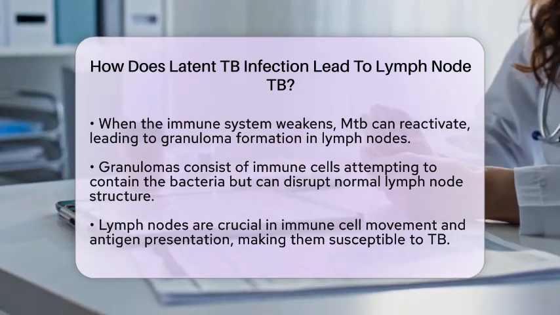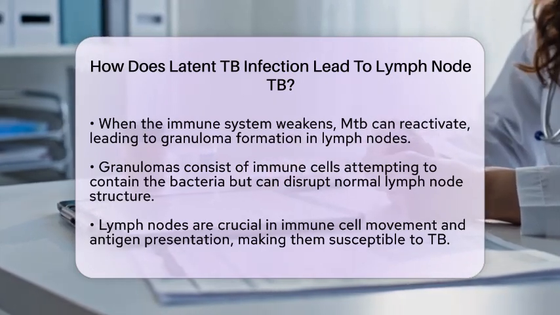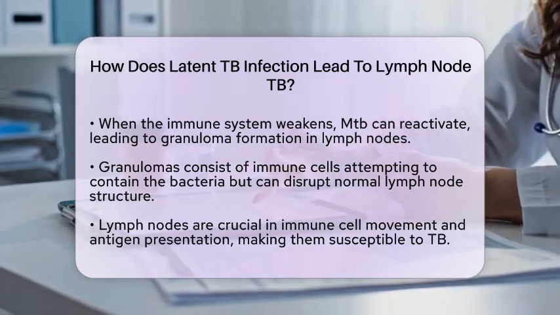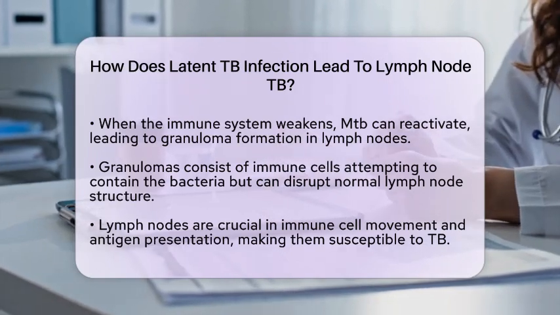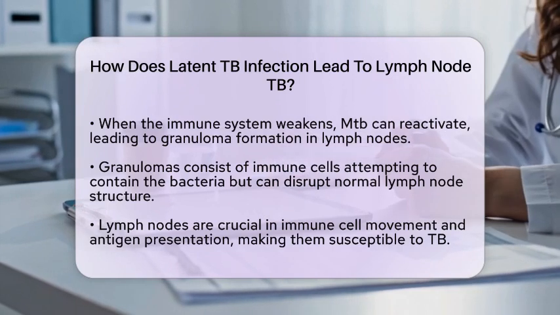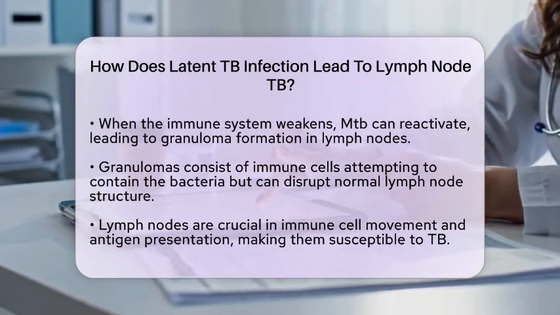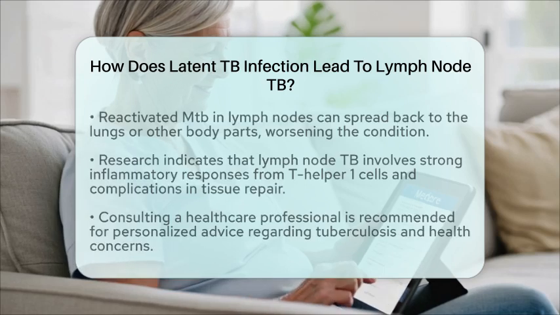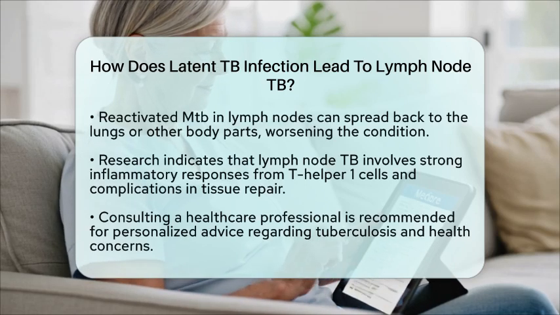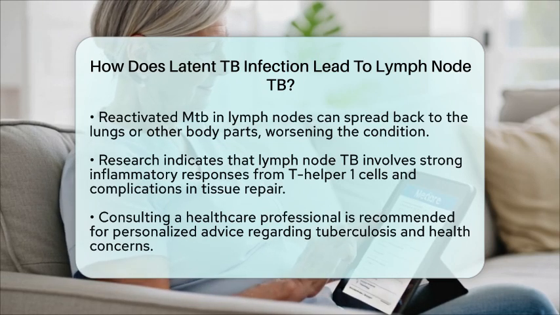Lymph nodes are often affected by extrapulmonary tuberculosis because they play a key role in immune cell movement and presenting antigens to the immune system. When MTB reactivates in these nodes, it can spread back to the lungs or other parts of the body, making the situation worse. Research shows that lymph node TB involves strong inflammatory responses driven by T helper 1 cells, but it also includes issues with tissue repair processes, which adds to the problem.